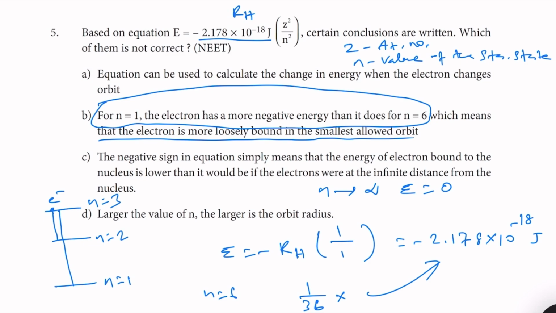In D, we have the larger the value of N, the larger is the orbit radius. That is also correct. So, the incorrect statement here is option B. So, that is the correct answer.